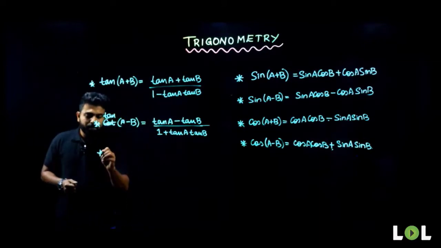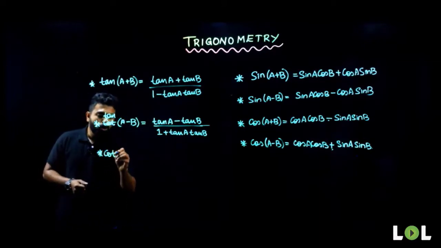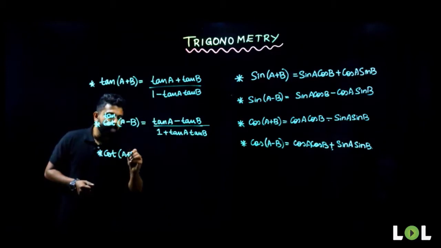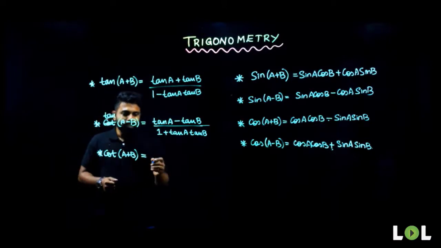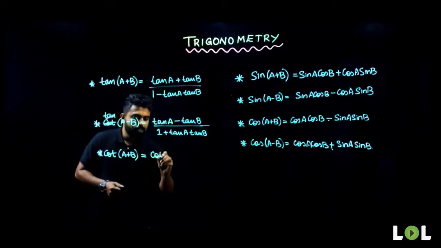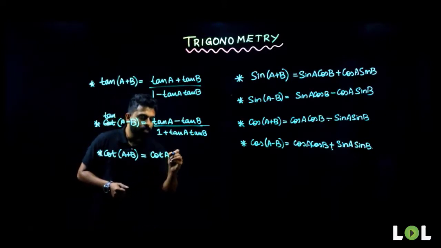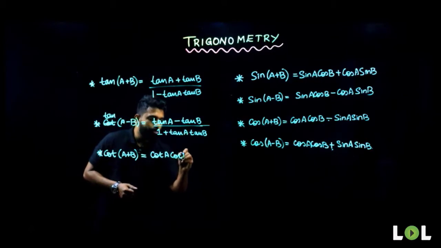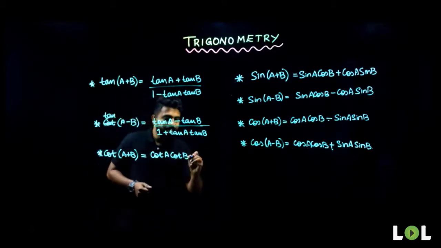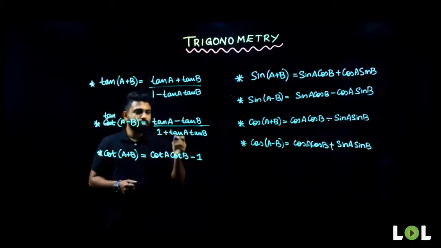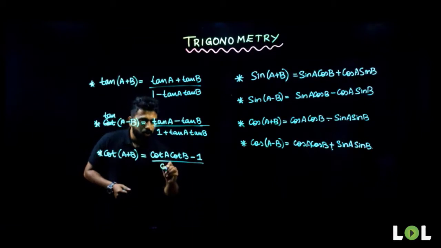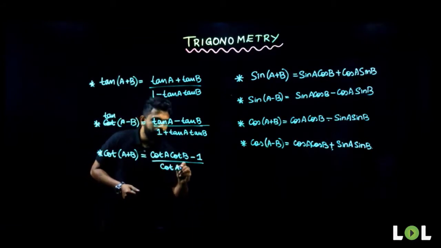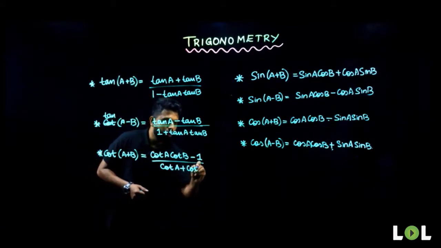For cot, cot of A plus B will be equal to, look at this carefully, it's cot A cot B minus 1, it's not 1 minus cot A cot B, it is cot A cot B minus 1 divided by cot A plus cot B.